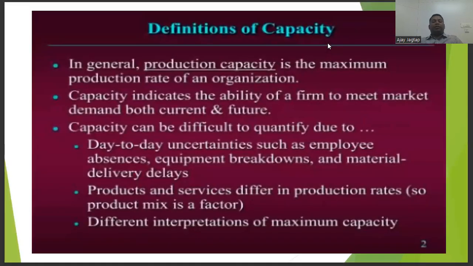The definition of capacity. In general, production expectation is the maximum production rate of an organization. The capacity indicates the ability of the firm to meet market demand, both current and future. The capacity can be difficult to quantify due to day-to-day events such as employee absence, breakdowns, and material delivered by the dealers. Products and services differ in production rates, so market mix is a factor. The decision is about the maximum of the capacity.